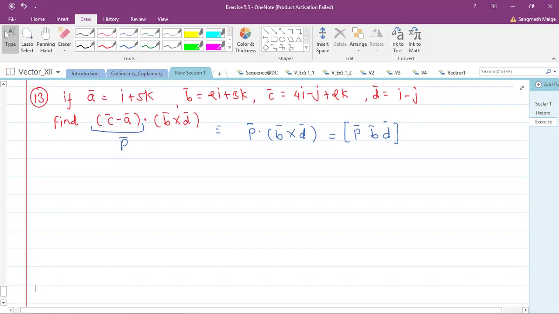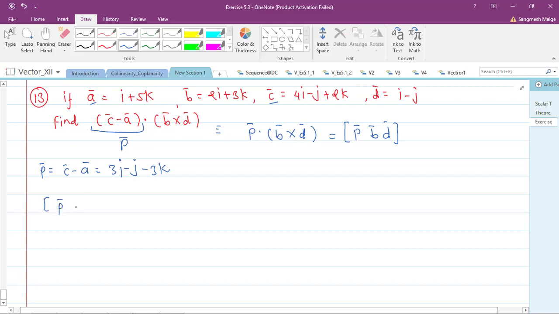So first let's find out p bar. p bar is equal to c bar minus a bar. So c minus a means 4i minus i is 3i, minus j, no j term in a, and 2 minus 5 is minus 3k. That is p bar. We have b bar and d bar, so let's find out the box product now.